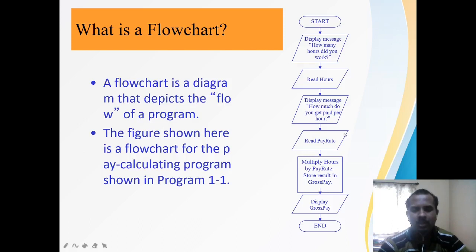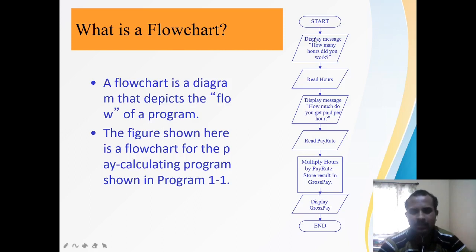Here we have shown the flowchart of an individual getting pay as per the hours. So what are you going to do? You are going to ask the number of hours he has worked, and you are going to ask for the pay rate that is provided. So what will be the calculation? Number of hours multiplied by the rate of pay. That will be the calculation. Then you are going to display his gross pay.